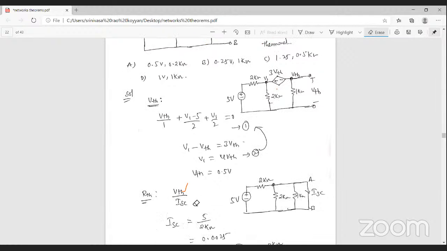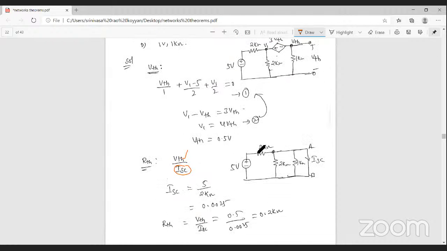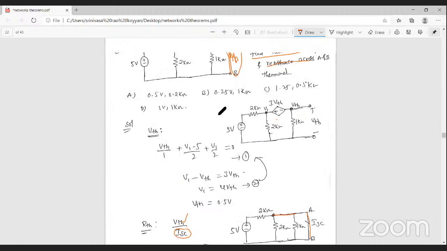Okay, next one, to find the short circuit current, that is ISC. So find the short circuit current across these two terminals. To find the short circuit current across these two terminals, the voltage VAB is equal to 0. That's why here the voltage is also 0. Why? Because VAB voltage is 0, that's why this voltage source is 0. So voltage source 0 means it acts as a short circuit. That's why here it is a short circuit path.